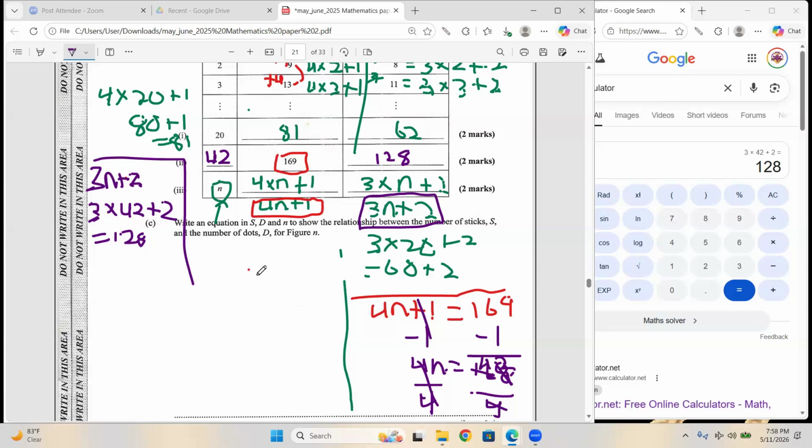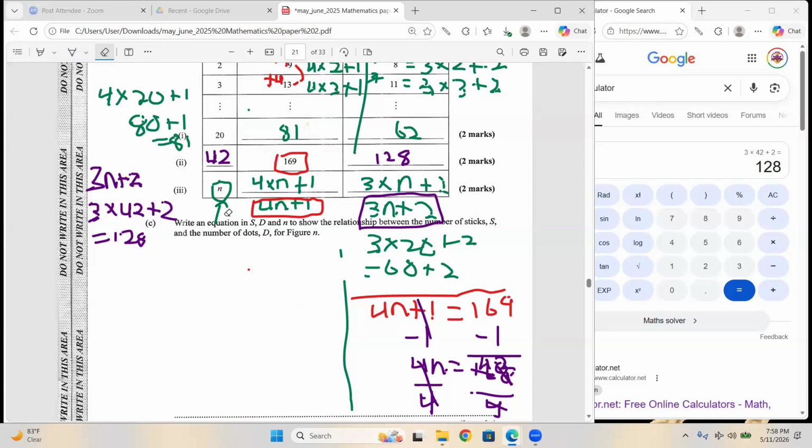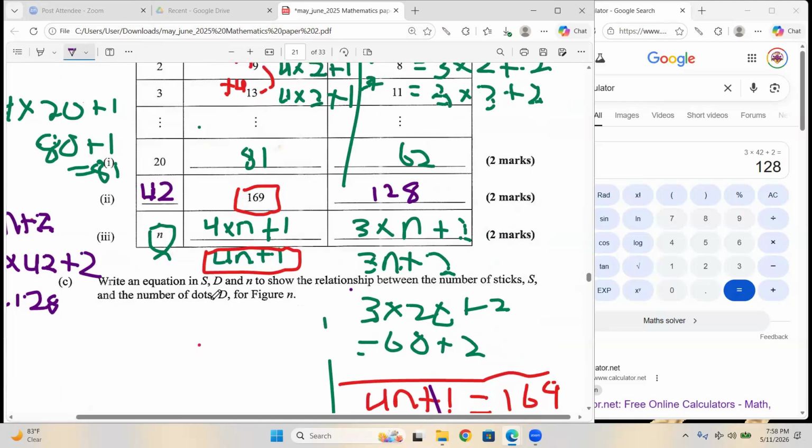Let's see, it says, let's take out this line from here. Write an equation in S, D, and N to show the relationship between the number of sticks, S, and the number of dots, D, for figure N. Okay. In order for us to do that, right?